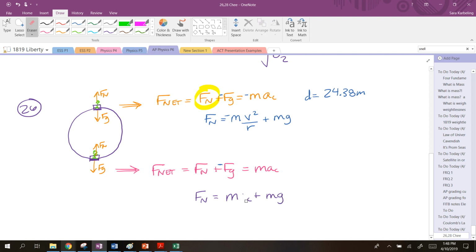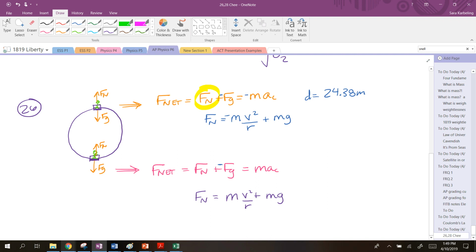So now, Isaac, are they going to be the same? No. Where is the person going to appear to weigh more? At the top or bottom? The bottom, because this one we're adding them together, right? This one we're not. Yeah. Keep going? Are we good?